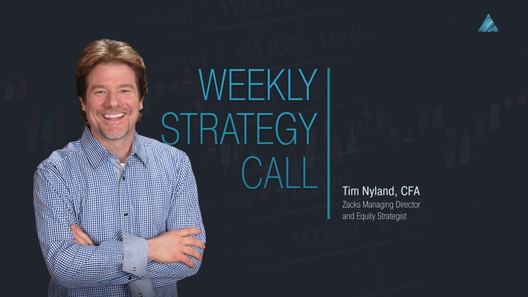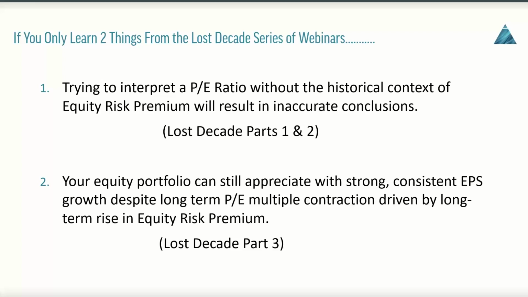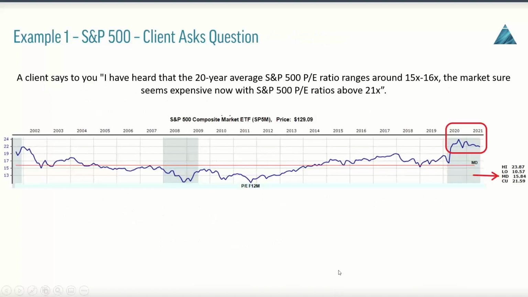So if you only learned 2 things from the Lost Decade series of webinars, I want it to be these 2 things. Trying to interpret a PE ratio without the historical context of equity risk premium will result in inaccurate conclusions. We spent quite a bit of time discussing the ramifications of that in the prior 2 webinars. We're going to take a look at some real life examples here in just a minute. And point number 2 is that your equity portfolio can still appreciate in terms of total return, price return, as long as it has strong, consistent EPS growth, despite long-term PE multiple contraction driven by long-term rise in equity risk premium. And that's going to be the focal point of today's webinar.